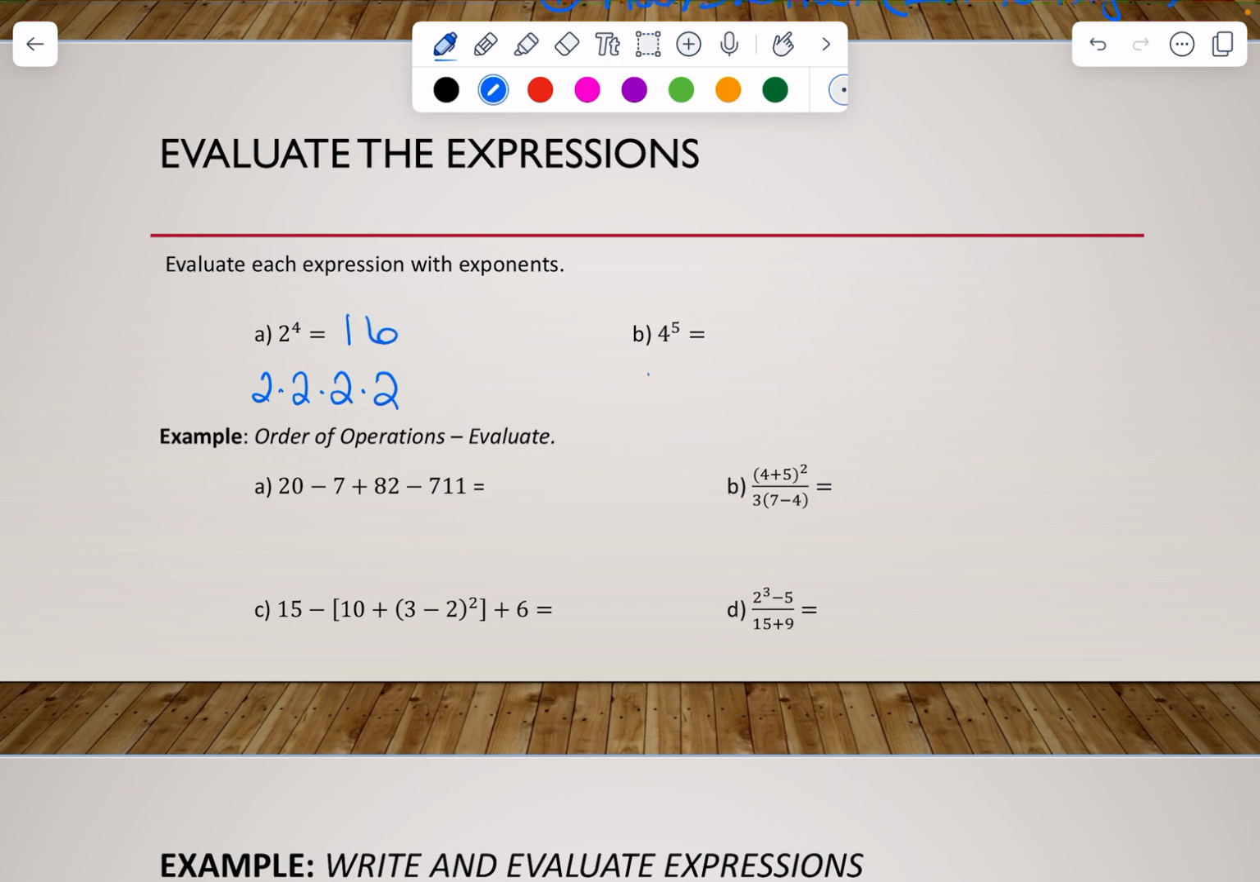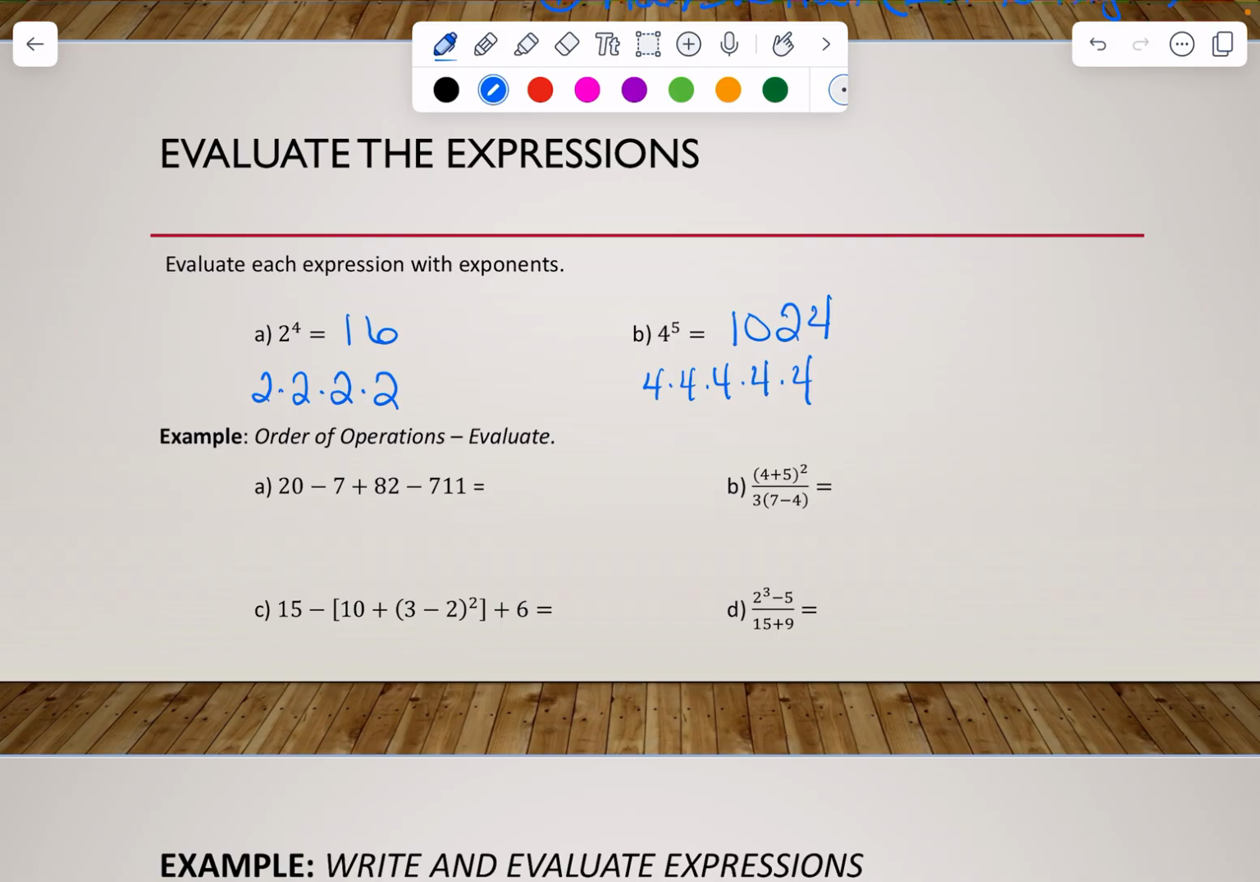Over here, 4 to the 5th, we'd go 4 times 4 times 4 times 4 times 4. We take our calculator here, and we literally go 4 caret 5, and that's going to give us 1,024. All right, so let's go on. Let's continue working a few.